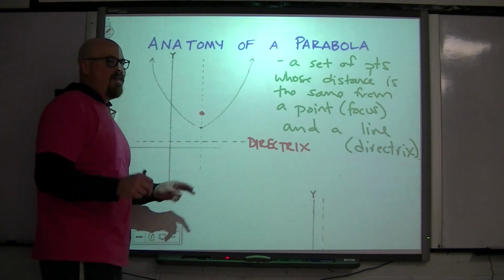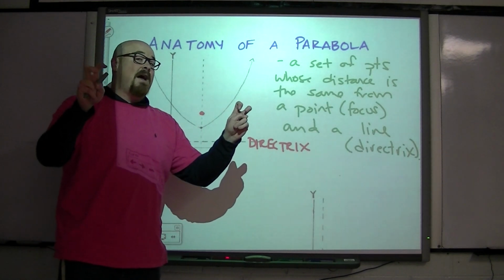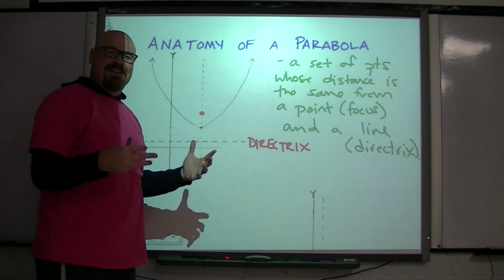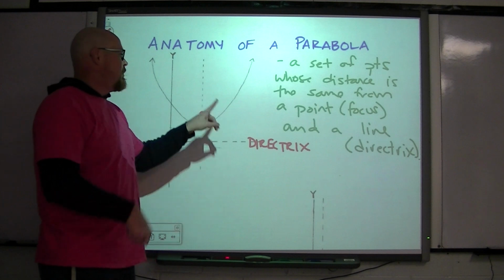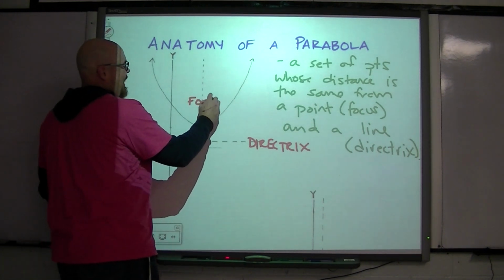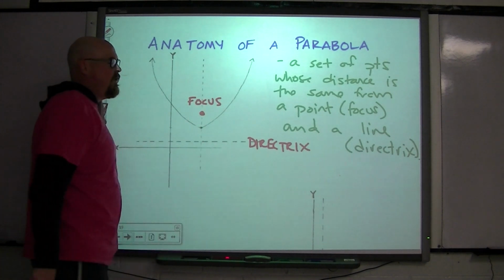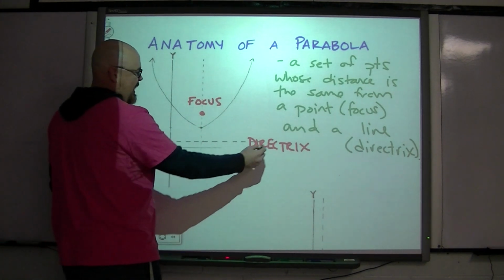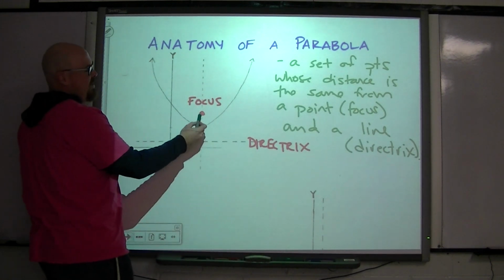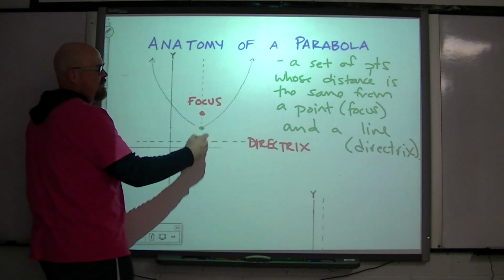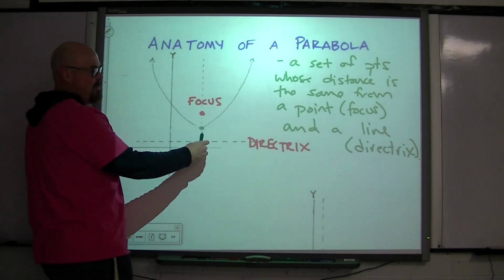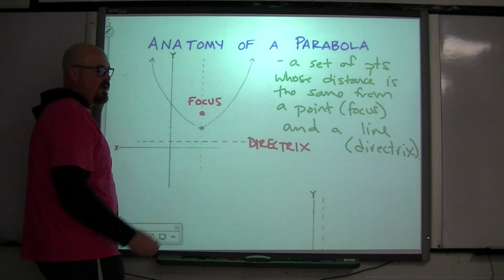This point, I'm calling that on the inside of the parabola, even though the parabola extends forever, so it's technically not a closed shape. I'm calling this the inside of the parabola. And that point that's inside the parabola, that's called the focus. Okay? So we have the directrix down here, we have the focus here. Halfway in between the focus and directrix, that's where the vertex is. So the vertex of the parabola is the midpoint between the focus and directrix.